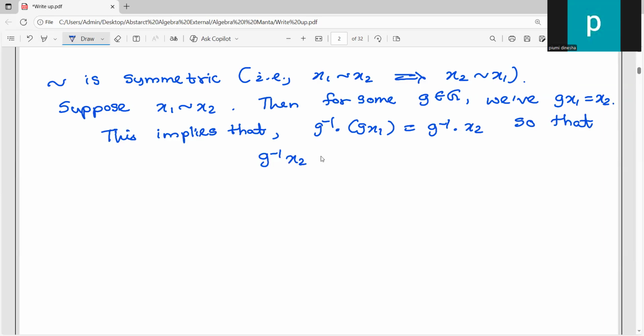I'm excluding the dot over here. This is equal to G inverse G dot x1. G inverse G is the identity. Identity dot x1 is simply x1, right? Therefore, by definition, we have x2 to be equivalent to x1. So this tilde is symmetric. Last one, we have to show that this is transitive.